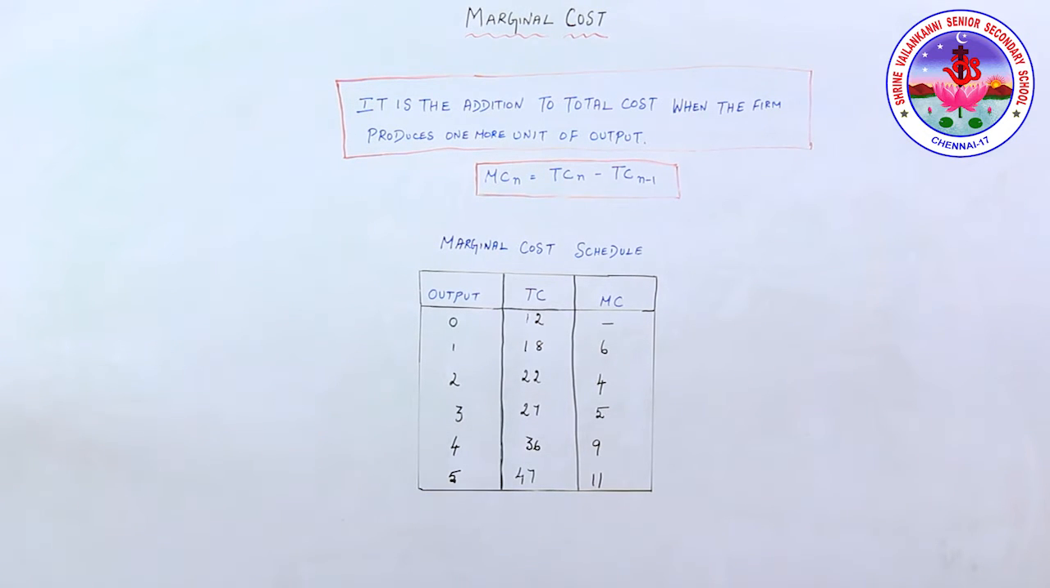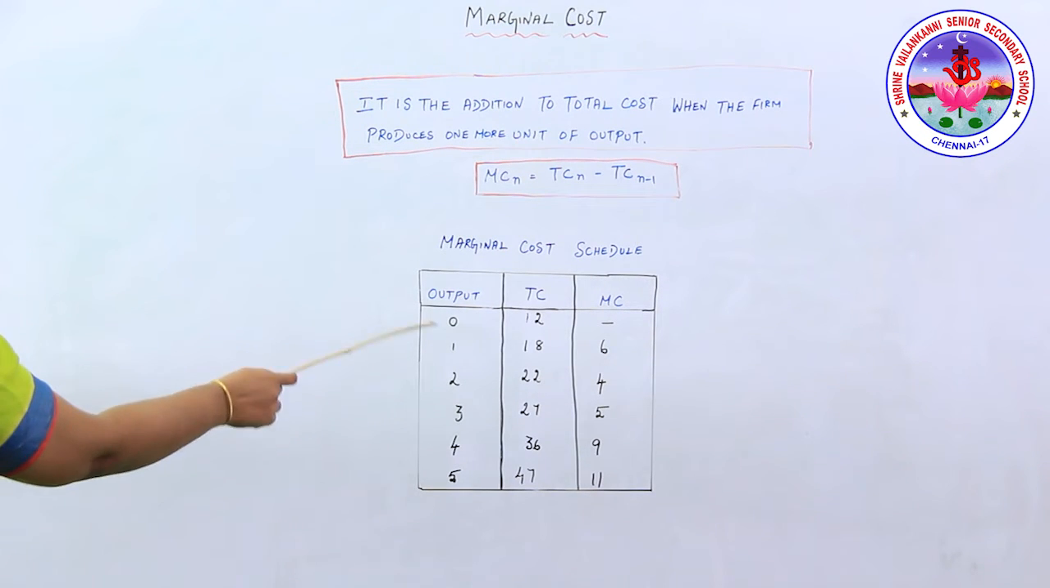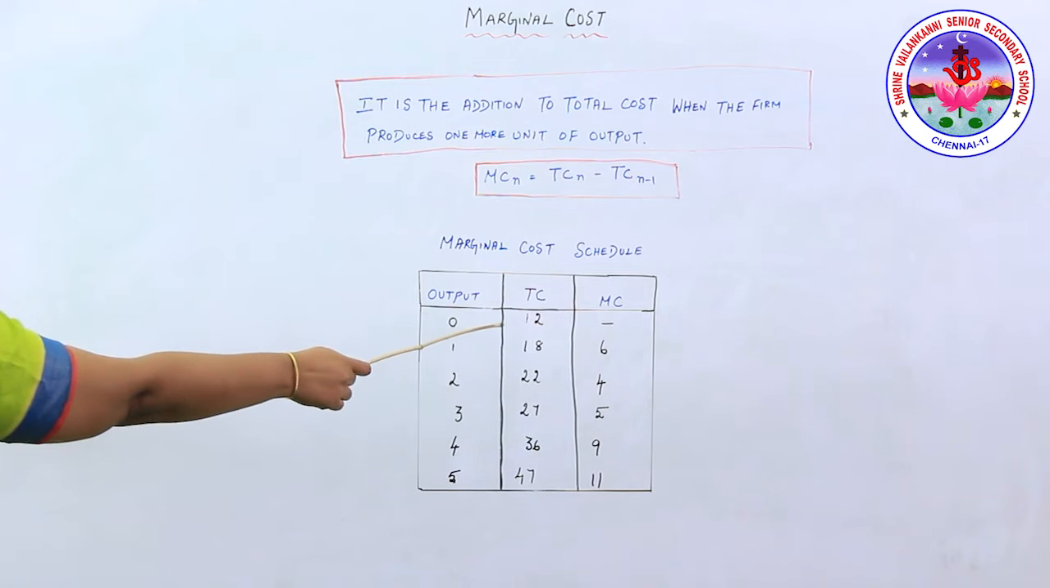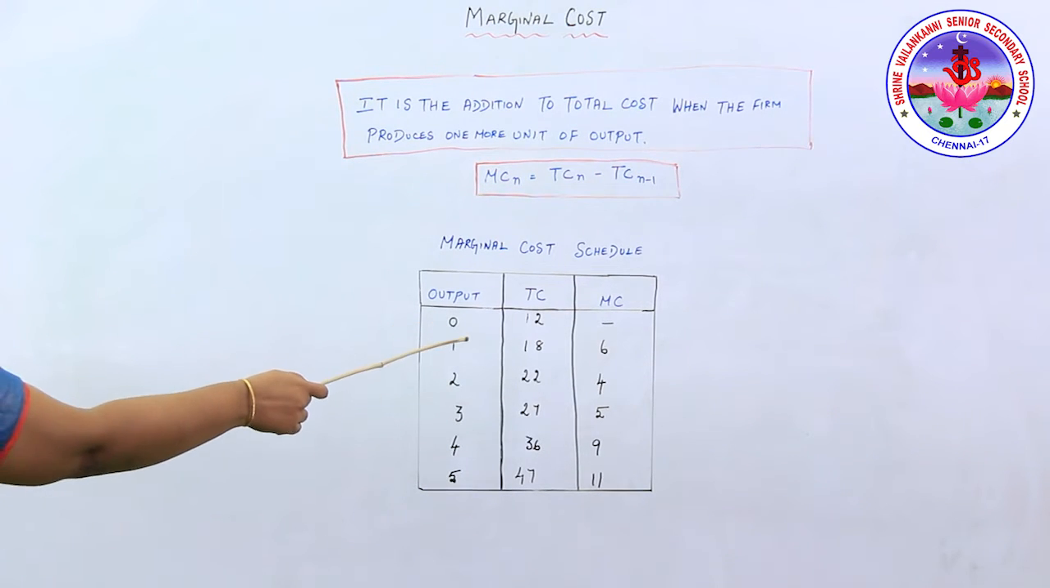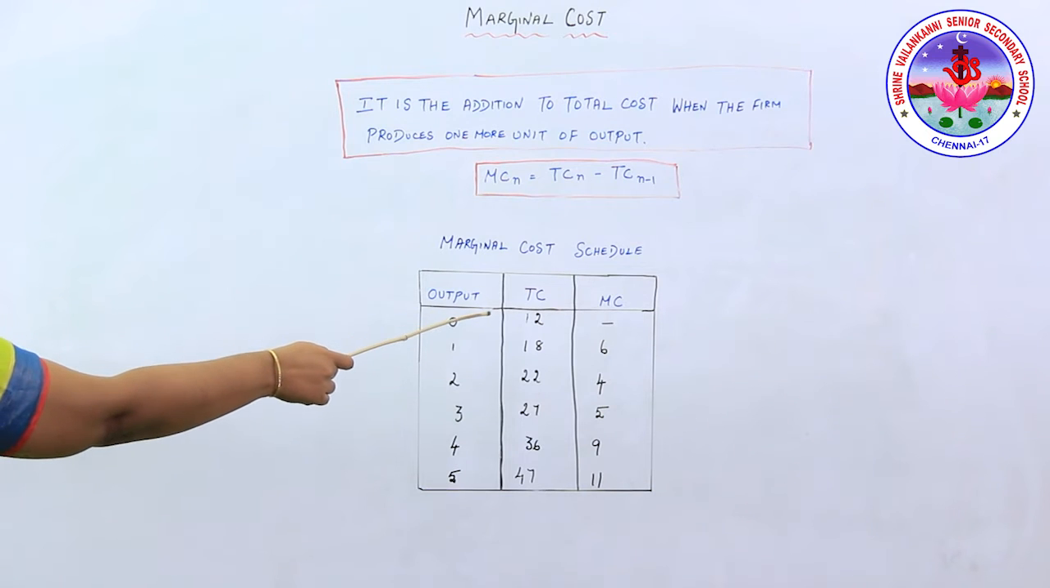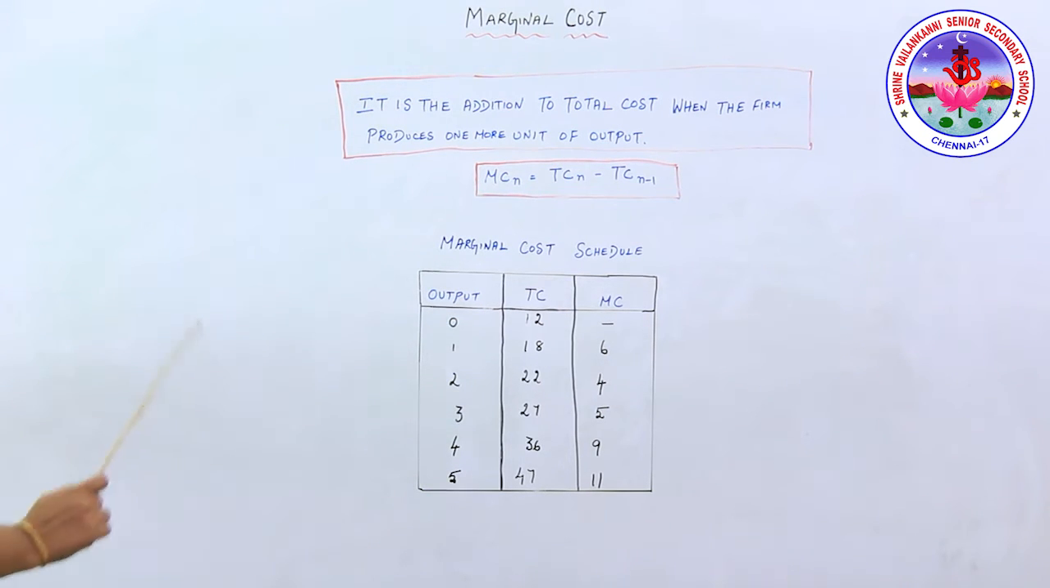Marginal cost schedule. The first column is output, the second column is total cost, and the third column is marginal cost. The first column, output, is from 0 to 5, and total cost is 12, 18, 22, 27, 36, 47. And the next one is marginal cost. How will you find marginal cost? TCn minus TCn-1.